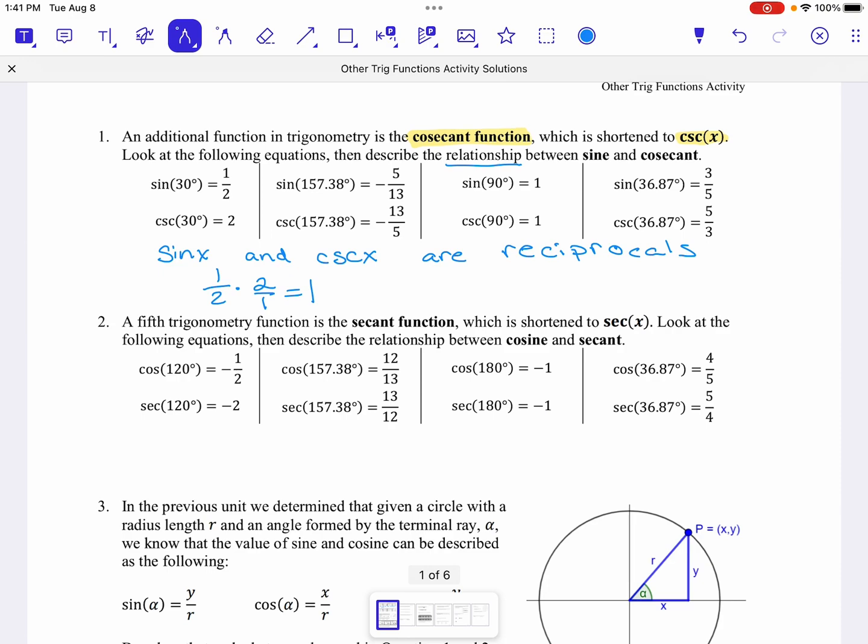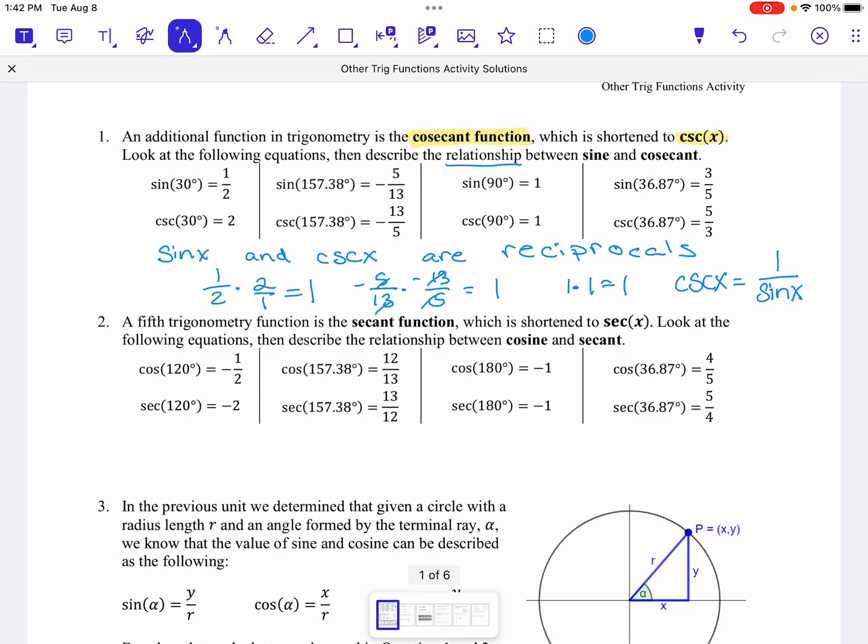And I could go through and do the same thing for all of these. So negative 5/13 times negative 13/5 would end up being, the 13s would reduce, the 5s would reduce, and I'd be left with 1, because a negative times a negative is positive. And that's even true with 1 times 1. 1 times 1 is just 1. So the key here is that cosecant is the reciprocal of sine. One way you could think about this relationship is that cosecant of x is equal to 1 over sine x. That would get me my reciprocal fraction.